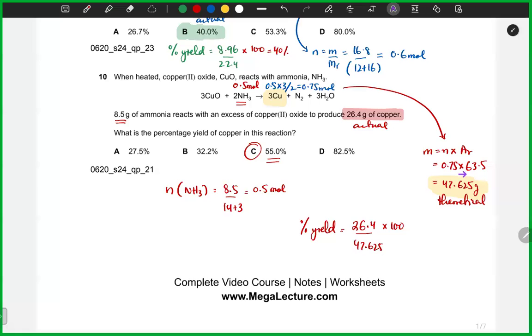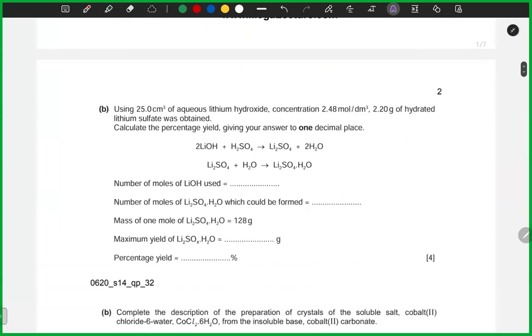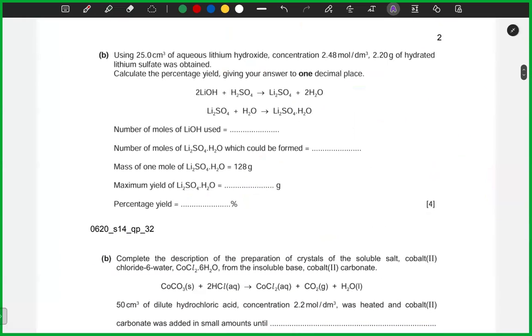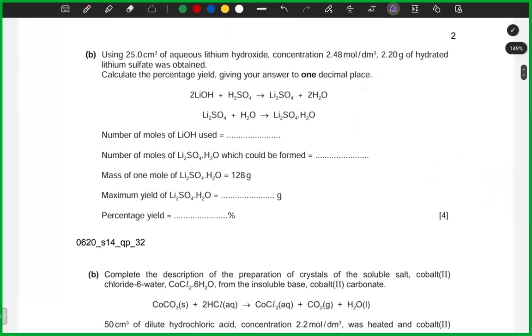ठीक है, so I'm getting 55% or something close to 55%. I think they took the AR of copper as 64, not as 63.5. So you're going to get exactly, in that case, exactly 55%. ठीक है, clear? That's another yield question. Let's try and do another one. बल्कि सारे करते हैं आज ना। अच्छा, let's try and do another one.